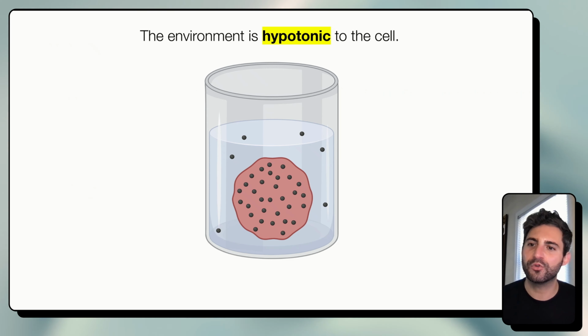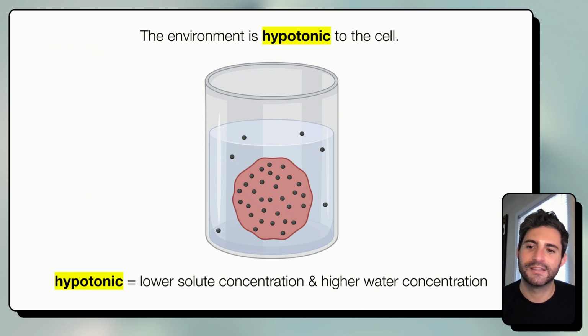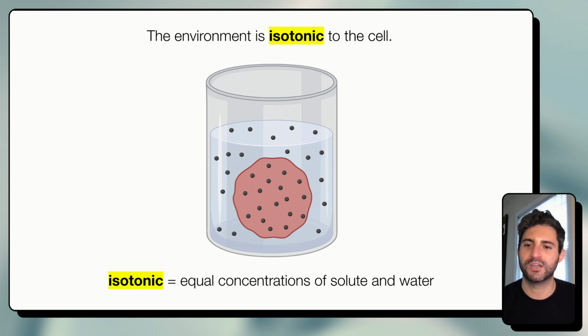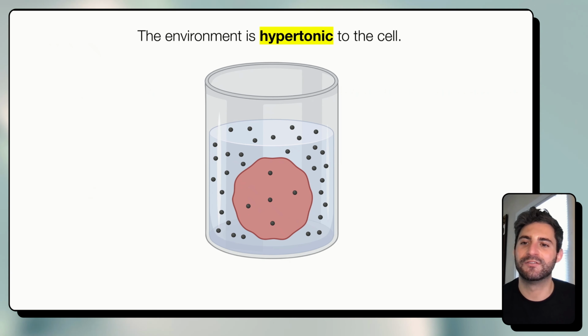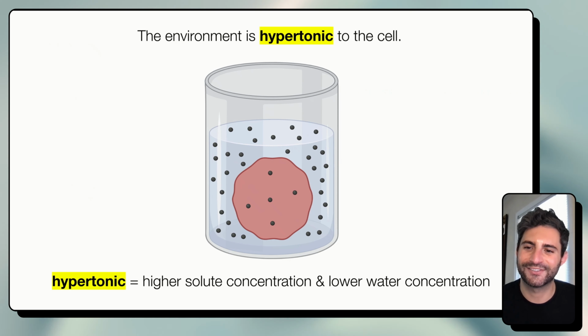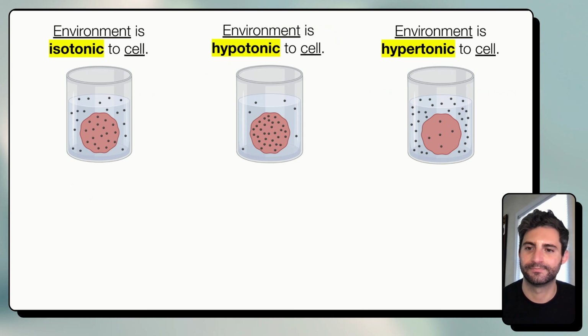For example, here we see that the environment is hypotonic to the cell. That means that there is a lower solute concentration and higher water concentration outside the cell than inside the cell. Whereas in this circumstance, the environment is isotonic to the cell, and that is because there are equal concentrations of solute and water on both sides of the cell. And then lastly, we have the environment is hypertonic to the cell, and that means that there is a higher solute concentration and lower water concentration outside the cell compared to inside the cell.